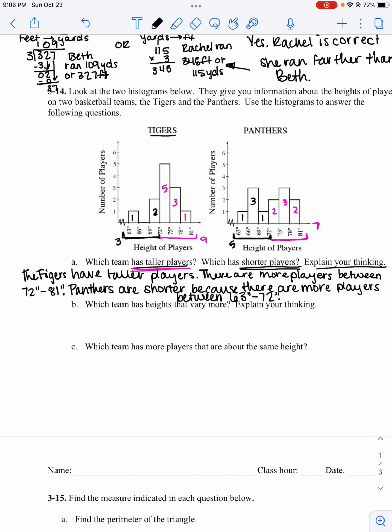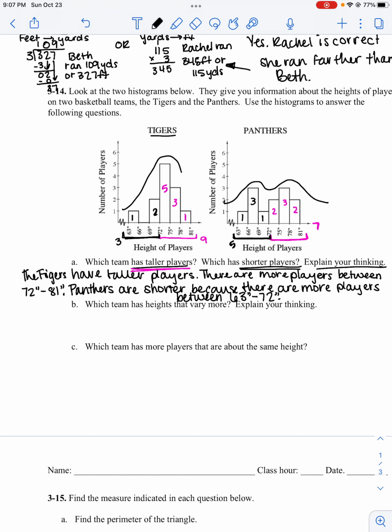Part B, which team has heights that vary more? Explain your thinking. Okay, so I'm going to look at both of these and I'm going to look at how they're kind of spread out. And if I look at the Panthers, they kind of go up and down and up and back down. They're pretty varied. Okay, meaning most of my data for the Panthers is kind of spread out.